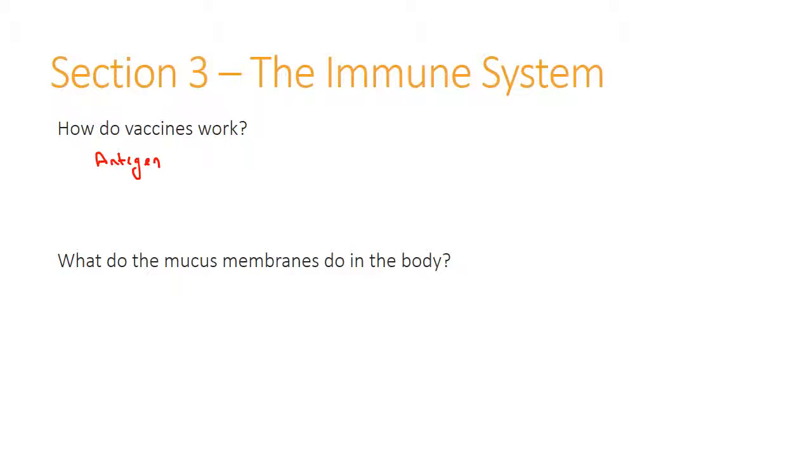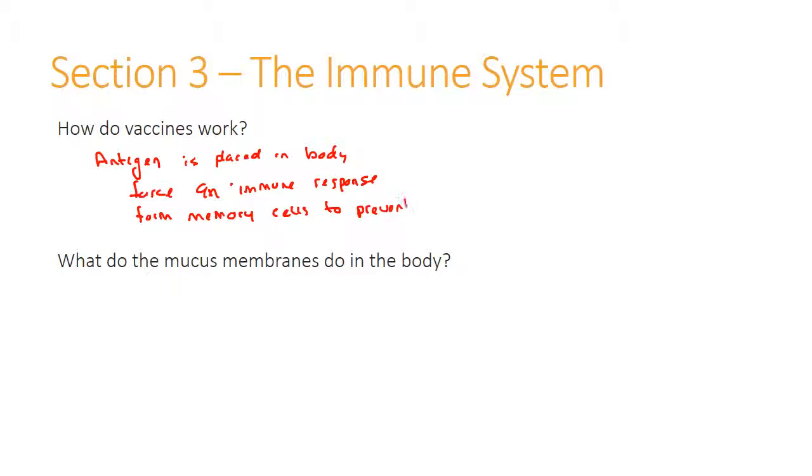Now, if we give you the antigen artificially, if we place it in the body, we force an immune response, and hopefully we form memory cells to prevent the illness in the future. I know I wrote a lot right there, and you probably don't have enough room, but deal with it.